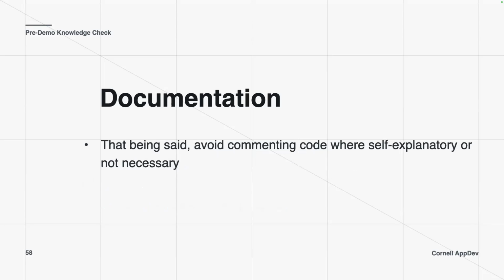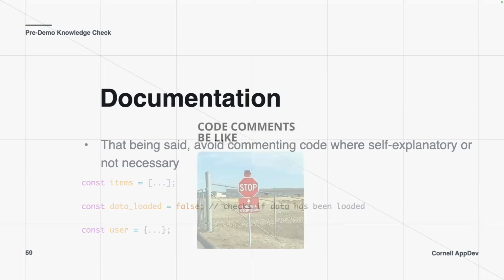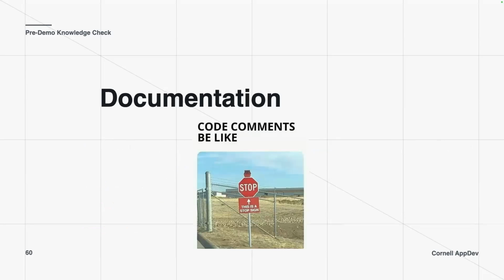But that being said, you want to avoid commenting code that's self-explanatory and not necessary. So if you have this data loaded thing over here and it says false, it's pretty self-explanatory what that means. It means if the data is loaded, so you don't need to comment that for documentation. And this is a good acronym for it: if you see a stop sign, you don't really comment, this is a stop sign.